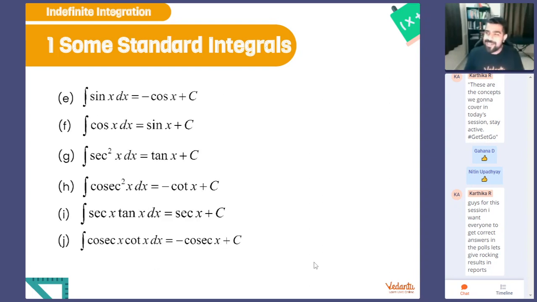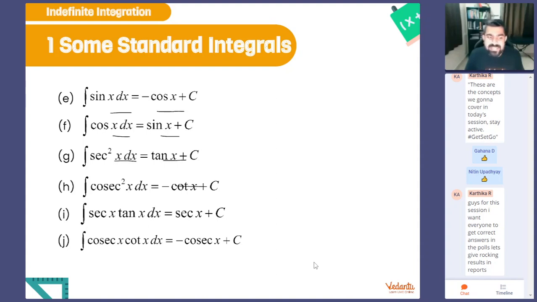So shall we move forward? I hope you all have done it. So guys, the next set of formulas is over here. How do you understand them? Very simple. Derivative of sin x is cos x. Derivative of minus cos x is sin x.